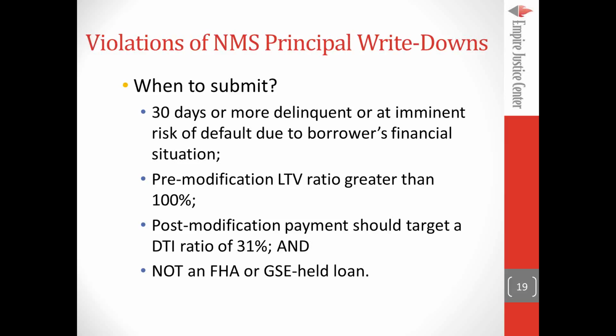The post-modification payment should target a debt-to-income ratio of 31%, and it is not an FHA or a GSE-held loan, which is Fannie Mae or Freddie Mac. So your borrower must conform to all of those 4 points in order to be considered for an NMS principal reduction. If they are and they haven't been considered, please report that and let Dina know about it.